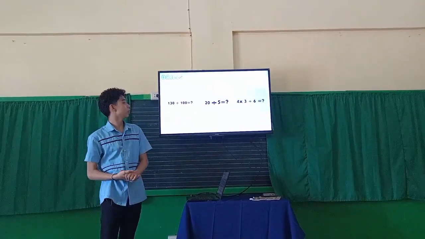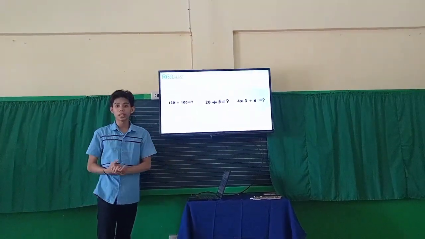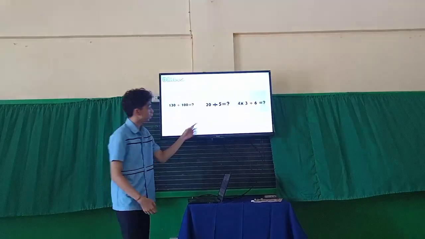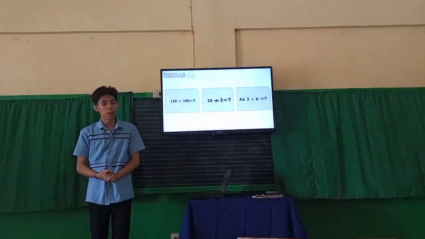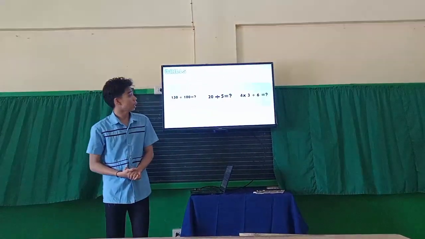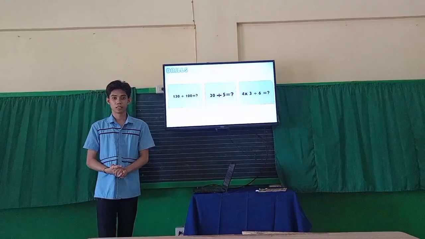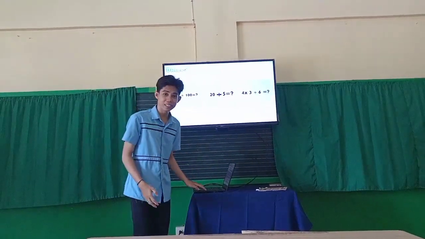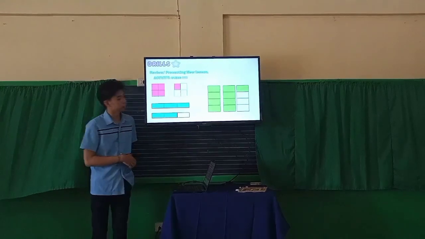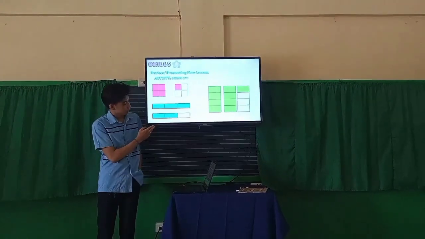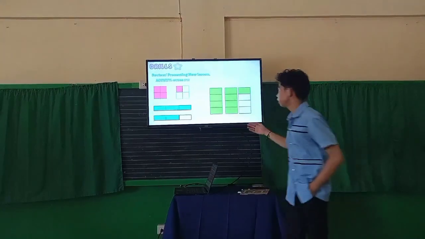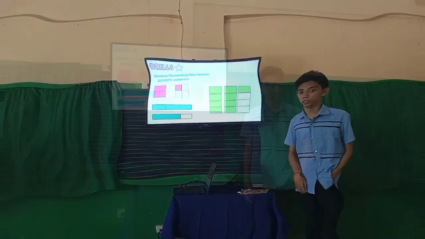Number one, who wants to answer 130 plus 100? All right, it's 230. And number two, 20 divided by 5. Okay, 4. And 4 times 3 plus 6. Very good, 18. And the other one, it's 5 over 4. Number 2, it is 5 over 3. And number 6, it is 9 over 4.